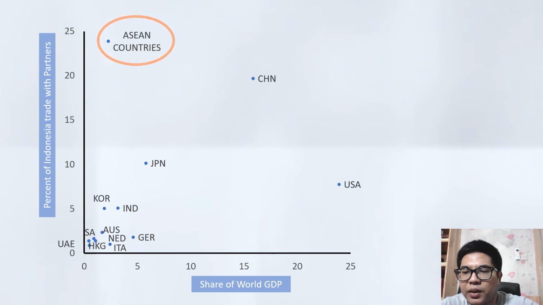It shows that almost 25% of Indonesia's international trade is with nearby countries. As you can see in the vertical axis, if we go up and up, the country is doing a very big international trade transaction with Indonesia. And the ASEAN countries such as Singapore, Malaysia, Thailand, Vietnam, and Philippines, in one group, are doing big international trade transactions with Indonesia.